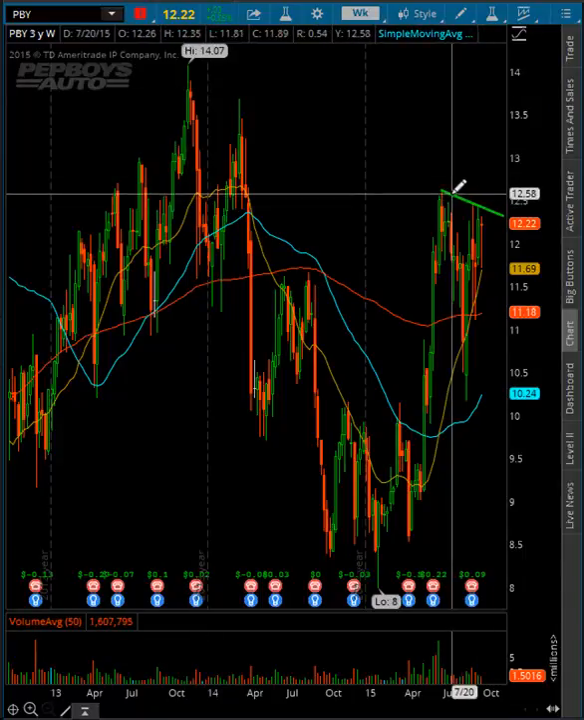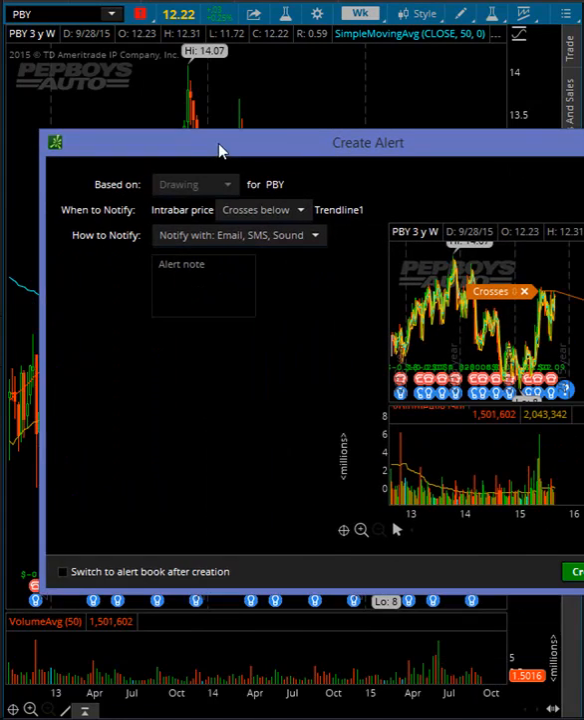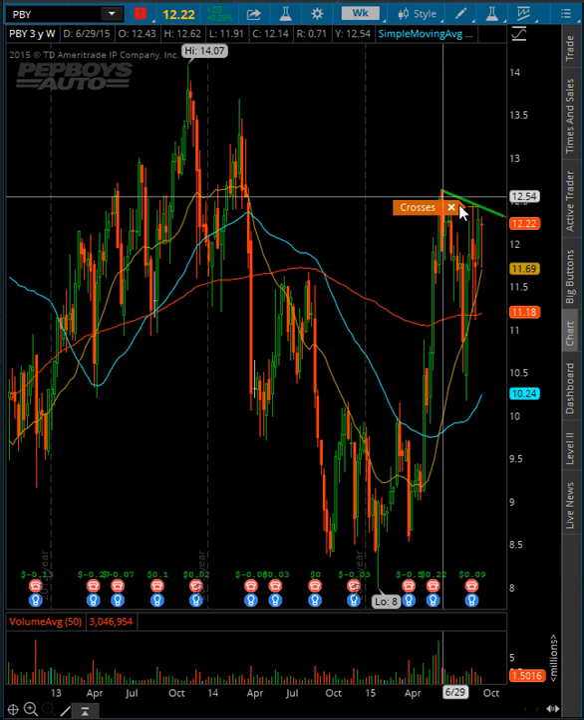So right click on it. This is TOS, ThinkorSwim. Then you go into create alert with drawing. Okay, let me put this right in here. That's all you need to do. Intraday price crosses below, crosses above, whatever you need to do, right? Crosses above, more likely that's what we want. Create. So you have a trend line alert.